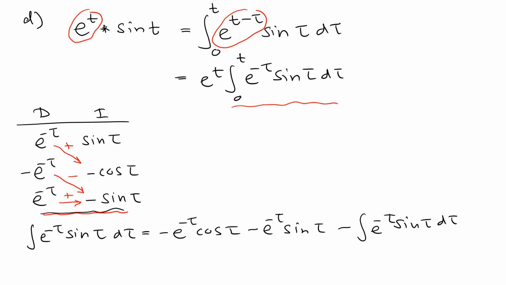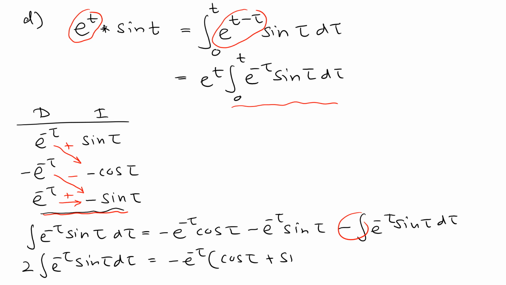Now because of this negative sign, you're going to bring it to the other side. When you bring it to the other side, you get two of the integral of e to the negative tau sine tau d tau, and on the other side we have this. You can actually pull the e term out. If you do that, you get negative e to the negative tau out. So you get cosine tau plus sine tau.